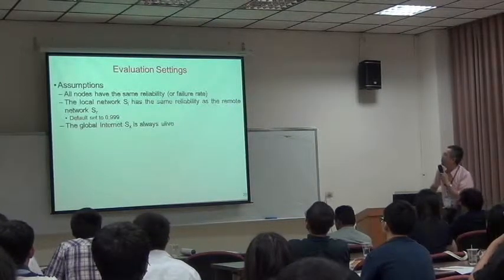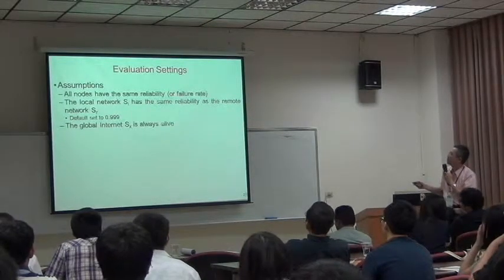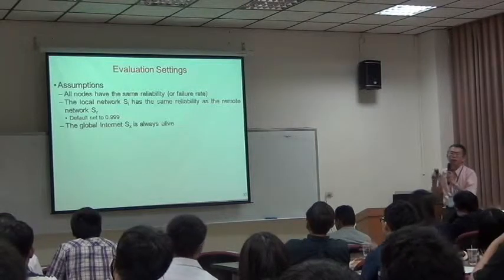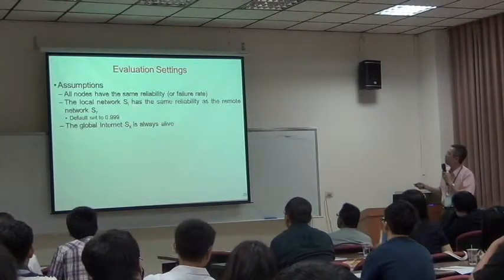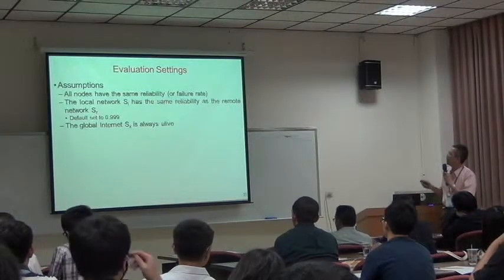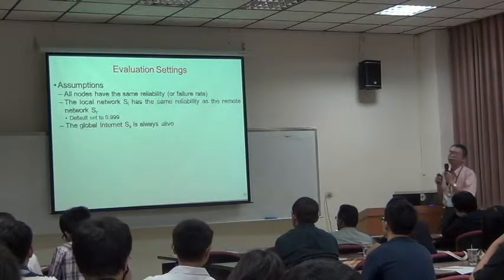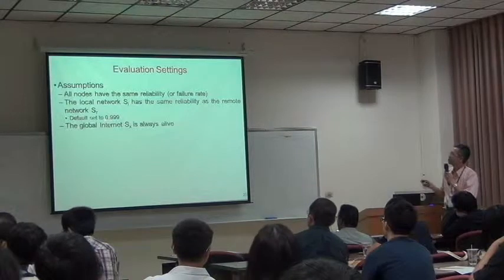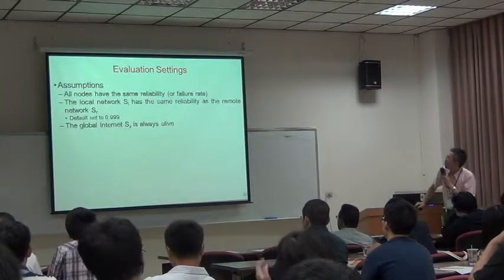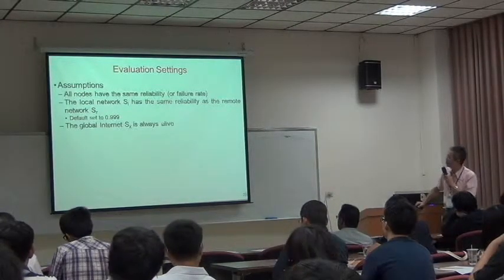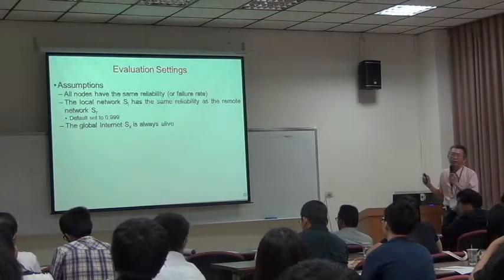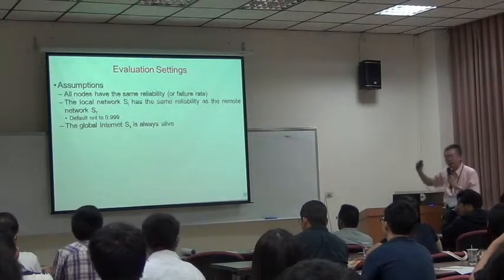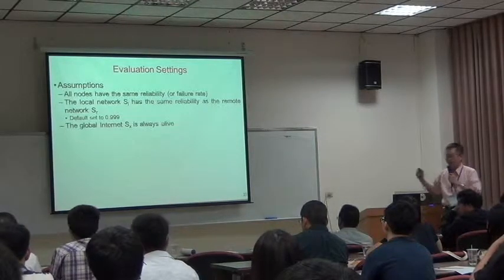Okay, this is a simple evaluation. We assume all nodes have the same reliability. Each node has the same reliability, and the local network and the remote network have the same network reliability. In this case, we default set it to 0.999. And we assume the global internet is always alive. The global internet will not disconnect.